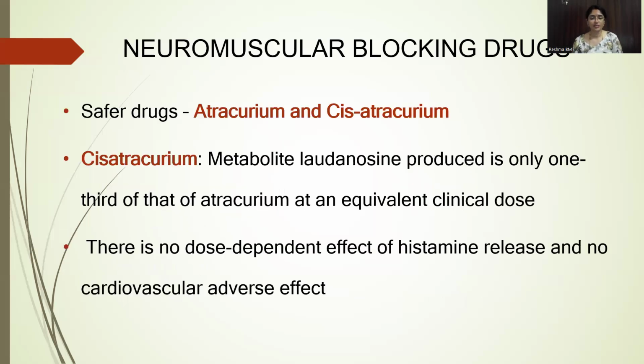Coming to neuromuscular blocking drugs, cisatracurium and atracurium are preferred as they undergo non-specific ester hydrolysis. Cisatracurium has an added advantage that the metabolite laudanosine is only one-third of that produced by atracurium at equivalent clinical dose. And there is no dose-dependent histamine release and no cardiovascular adverse effects.